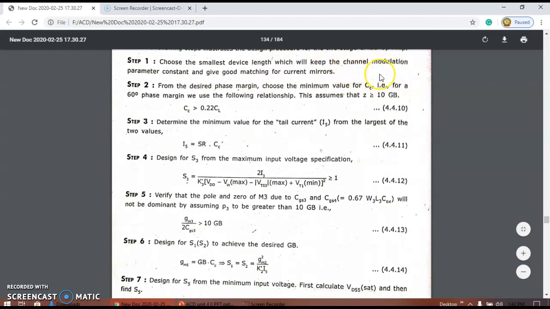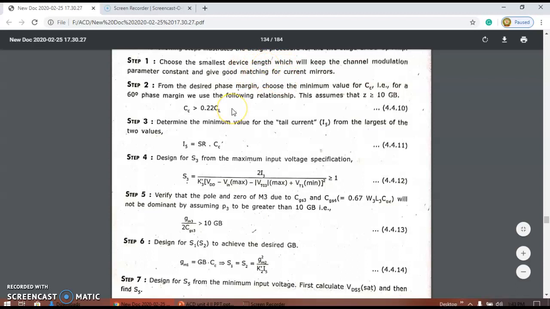What are we going to do? We are going to take into account the channel modulation parameter. First we have to take a device of the smallest length, which keeps the channel modulation parameter constant and gives good matching for the current mirror. The current mirror which we are using needs good matching, which is possible by keeping the channel modulation parameter constant, and that is obtained by taking the smallest device length. This is the first step that we have to take into consideration when designing a two-stage op-amp.